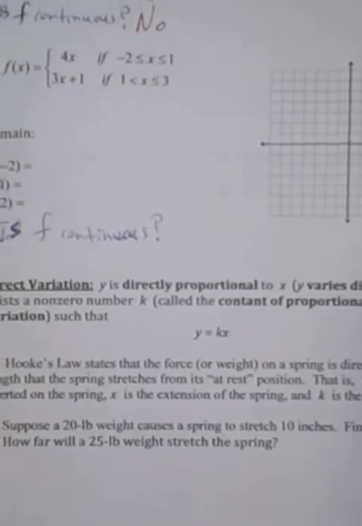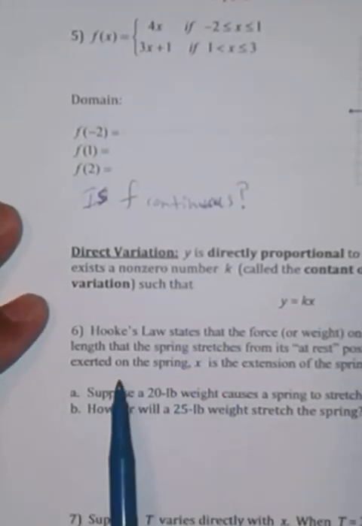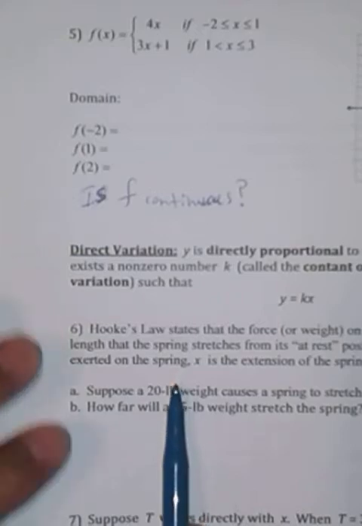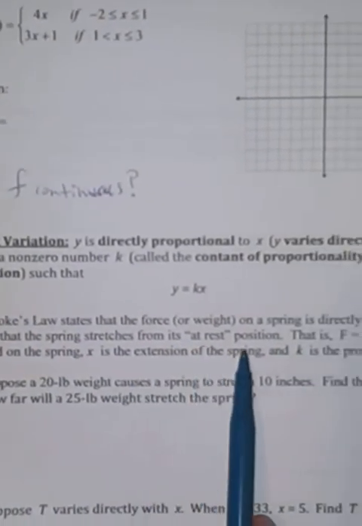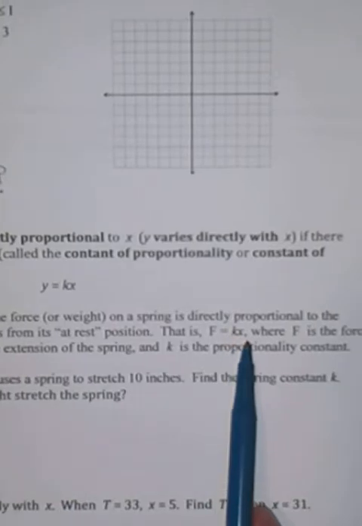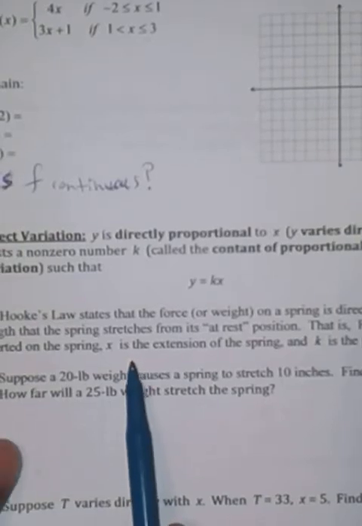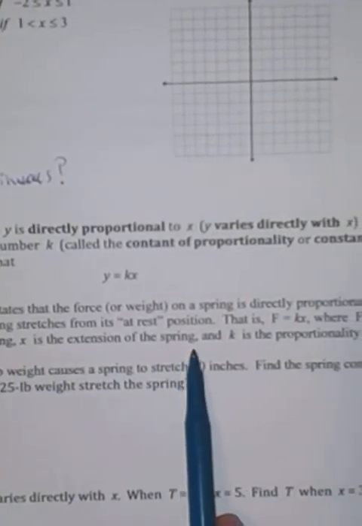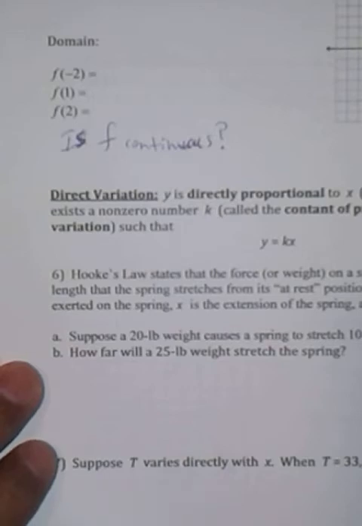All right. Let's check to see how this works and what kind of problems we get with this, because the problems don't look exactly like that. Number 6 says, Hooke's law states that the force or weight on a spring is directly proportional to the length that the spring stretches from its at-rest position, that is, F equals kx, where F is the force exerted on the spring, or the weight, x is the extension of the spring, and k is the proportionality constant. Okay, so let's take a look at A. A says, suppose a 20-pound weight causes a spring to stretch 20 inches. Find the spring constant k.